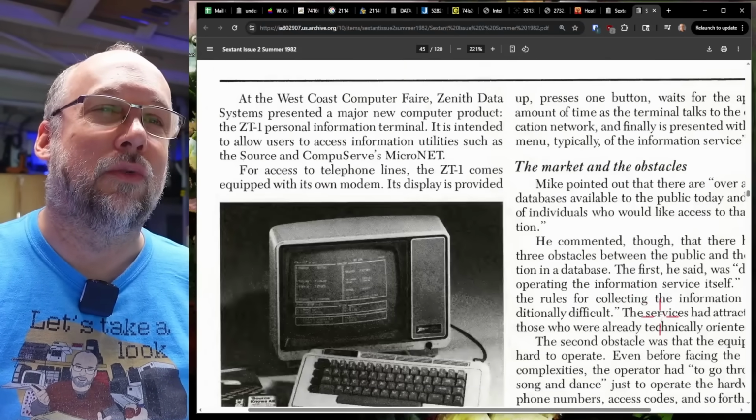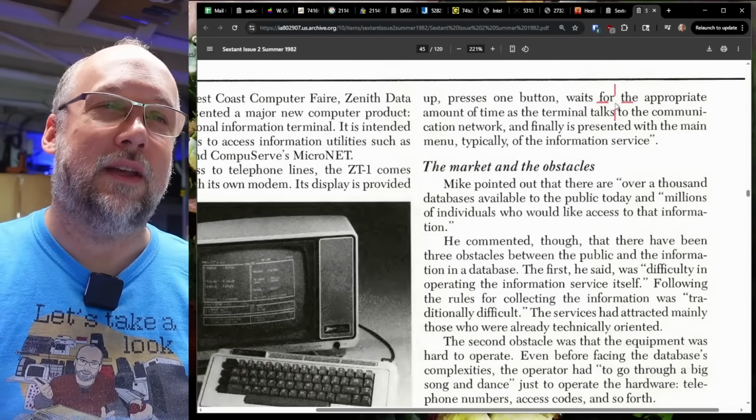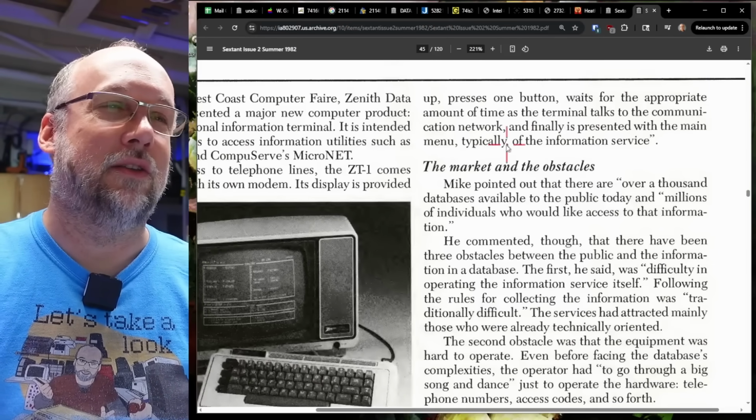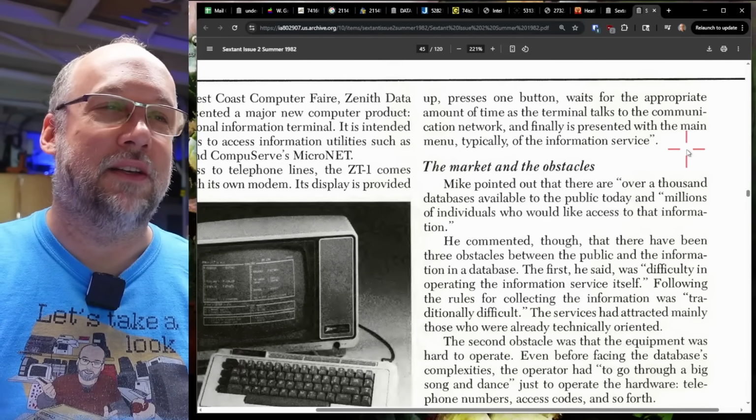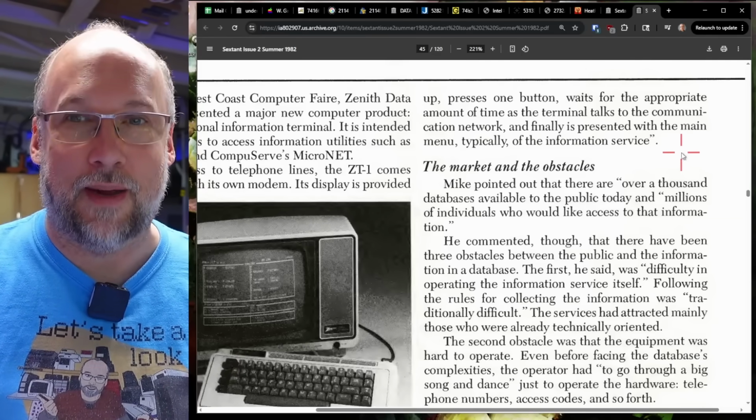In other words, the user walks up, presses one button, waits for an appropriate amount of time for the terminal to talk to the communication network, and finally is presented with the main menu, typically of the information service.